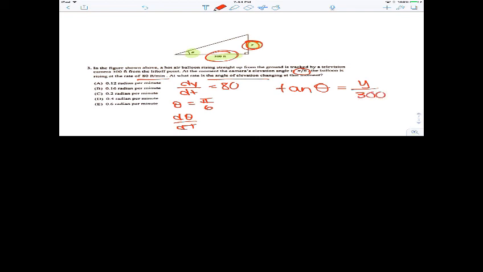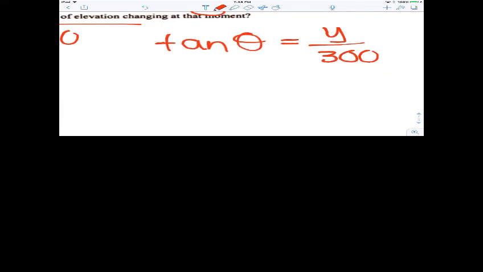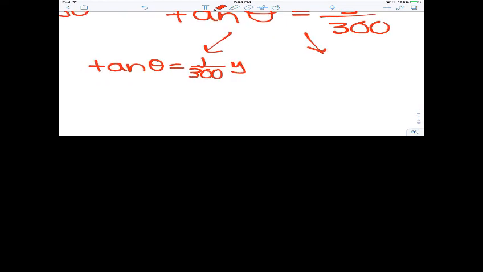Now, there are 2 different ways you can think about this derivative. I'm going to show the easier one, and then we'll talk about the one that will always get you the right answer. So when I look at this as somebody who's been doing this for a while, I break this up and think of this as 1 over 300 times y. When I take the derivative of each side, the derivative of tangent theta is secant squared theta times d theta/dt. And then this is just 1 over 300 dy/dt. It makes it much, much easier.